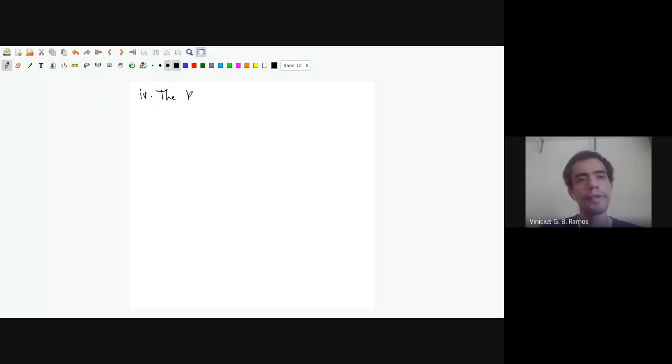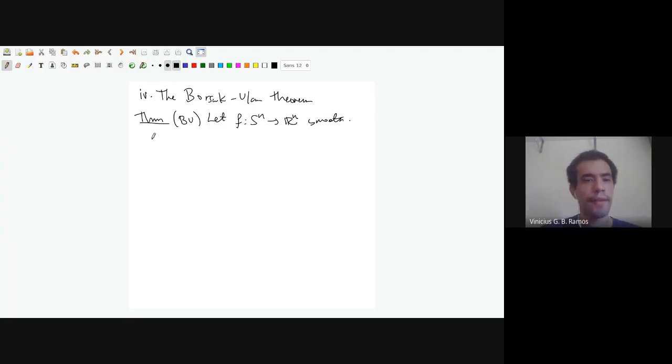So it's the Borsuk-Ulam theorem. I'm going to state and just prove the smooth version, but it has a continuous version as well. So, Borsuk-Ulam. Let f be a smooth function from an n-dimensional sphere to R^n. Then there exists a point x in S^n such that f(x) equals f(-x).